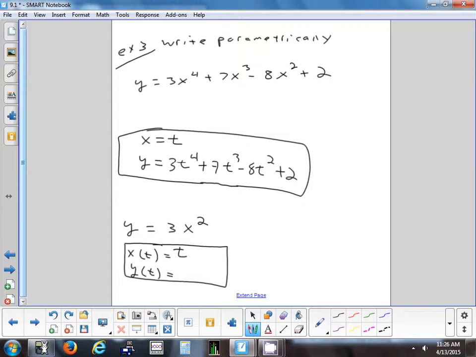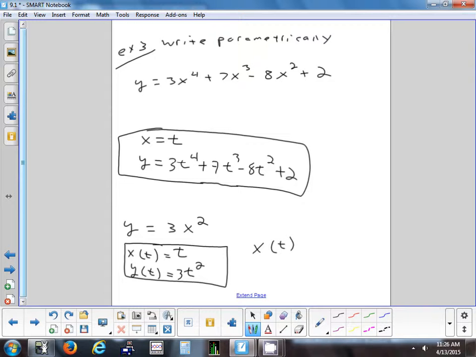3x squared. Well, now we have to write it in terms of t. So we have to have all t's on the right-hand side of that equal sign. So 3t squared. It'll be 3t squared. And you can always check it. Make the substitution it says at the top. Let x equal t. And if you change all your t's to x's in the bottom equation, you get what's in the top. Let's try a different way.